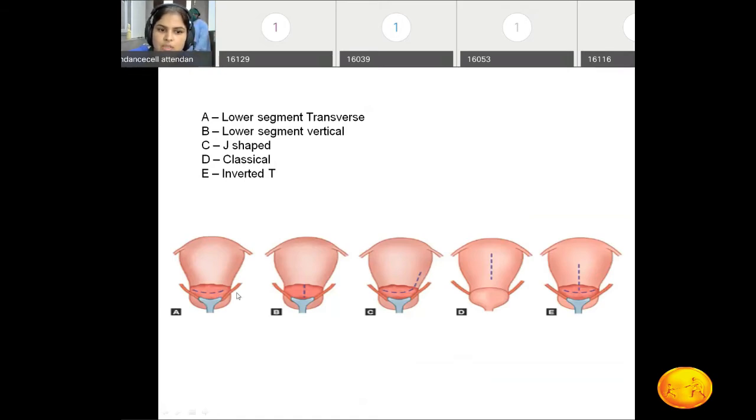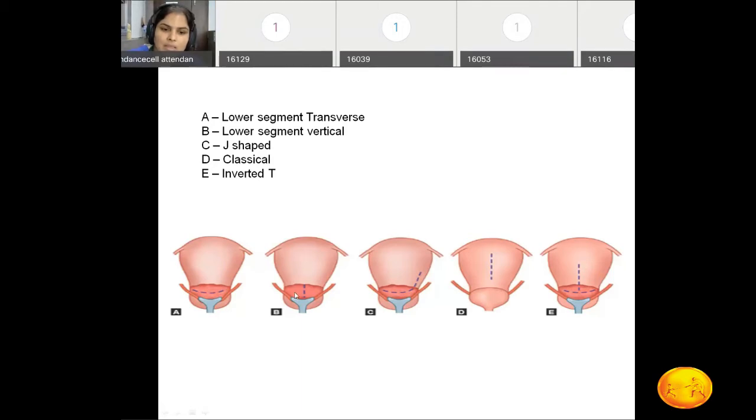Okay, so the lower segment is well exposed now, and this is the common incision that we take all the time. Lower segment transverse incision. Okay, so we extend transversely. In this incision, the common complication that we can cause is the rupture of the vessels laterally.